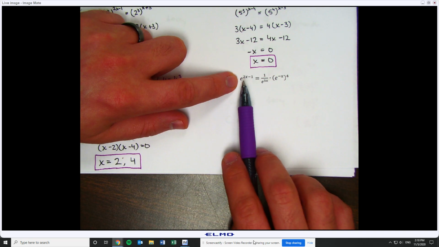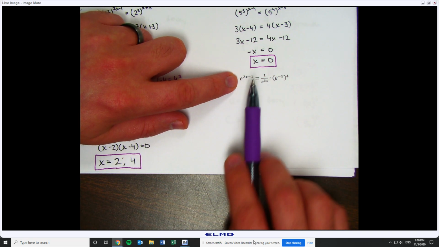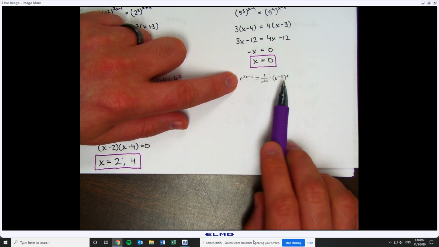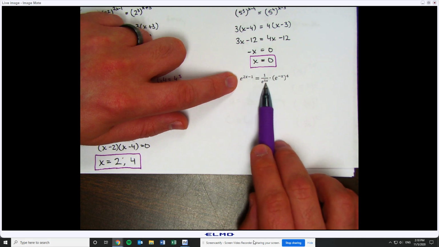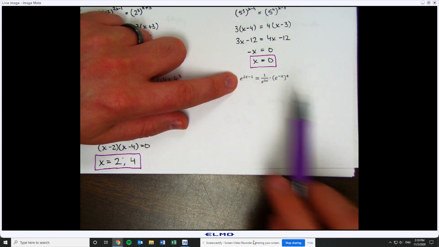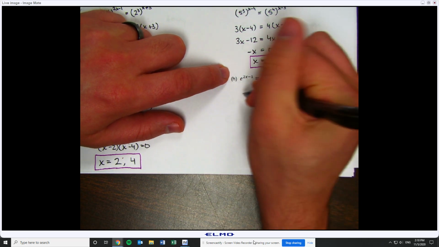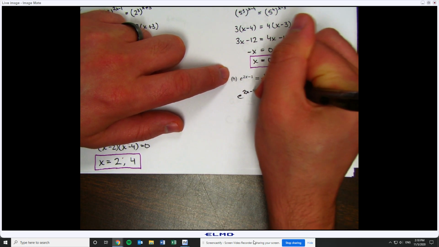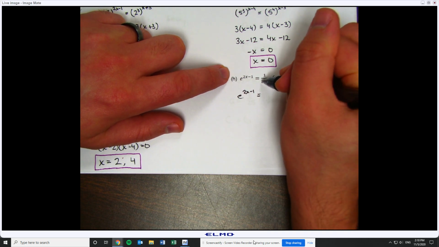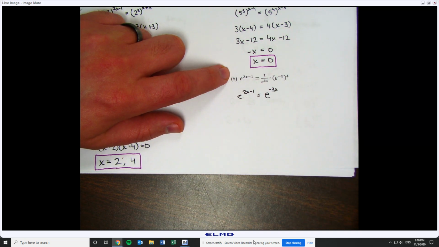But looking at this, I have base e on the left side. This one looks great. There's nothing that needs to happen. Over here, I have base e right there, so that looks pretty good. But this is a fraction. I don't want a fraction. But I know how to change this fraction into a number that's not a fraction. So rewriting this, this is e to the 2x minus 1 equals, to change this out of a fraction, this becomes e to the negative 3x.